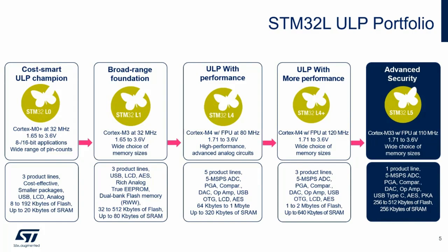Okay, so we know already that the ultra-low power portfolio of STM32 consists of 5 different series, and STM32L5 is the latest one. So now you might be wondering what is different or new in STM32L5 compared to STM32L0, L1, L4 and L4+. Here on this picture you can see a detailed comparison, but in fact the answer could be short and simple. STM32L5 offers you higher performance, advanced security, and lower current consumption. All these features, together with a new core, Cortex-M33, define STM32L5 and make it unique on the market.